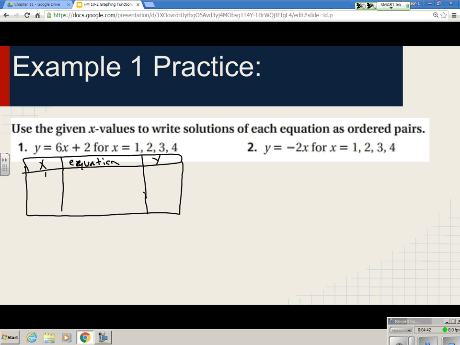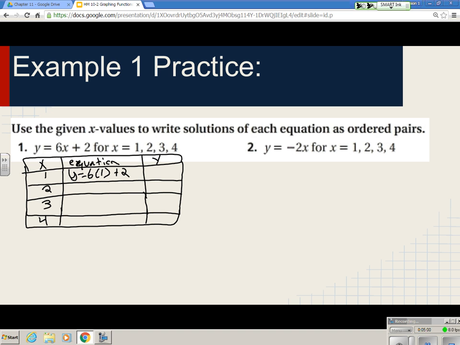So for the first x, we have 1, then we're given 2, then we're given 3, and I should just make another box here for 4. So write the equation, y equals 6 times, and here we can put in 1, plus 2. This next one will be y equals 6 times 2, just putting those two in, plus 2. 3 is y equals 6 times 3 plus 2. Again, just dropping the x in for x and seeing what we get for y. And y equals 6 times 4 plus 2.